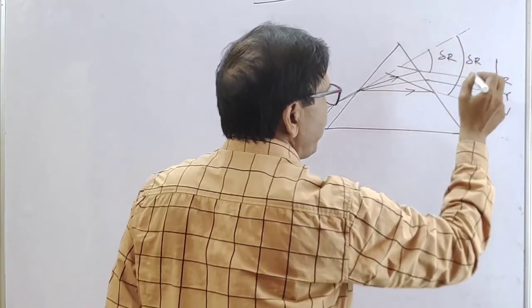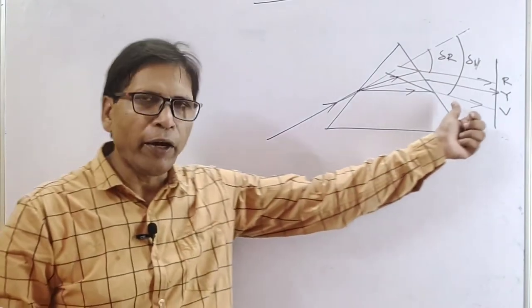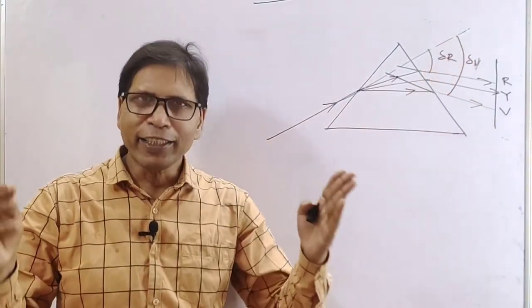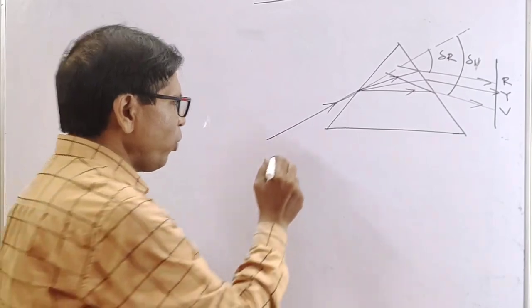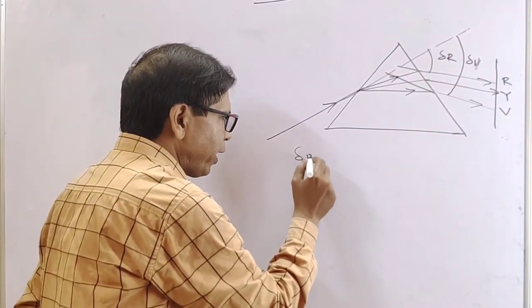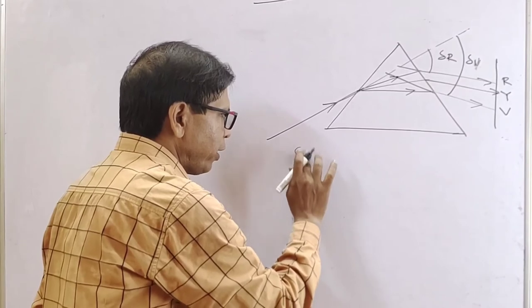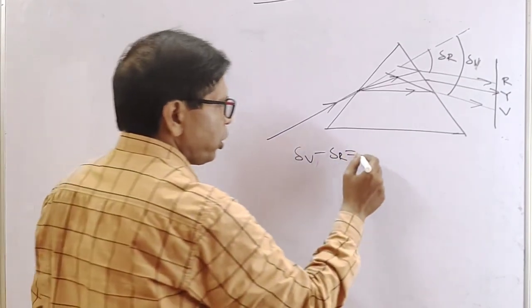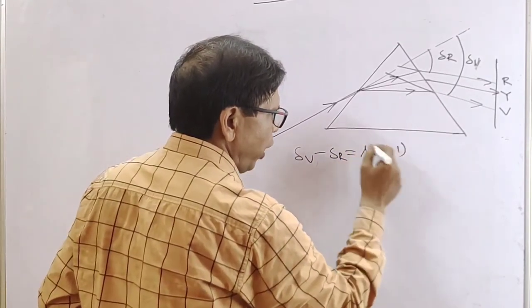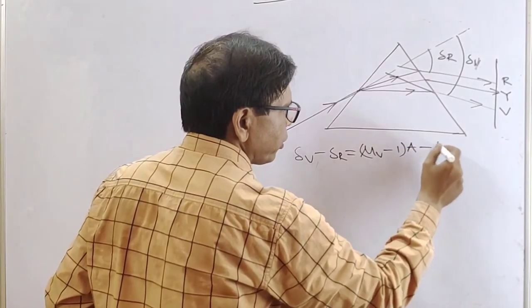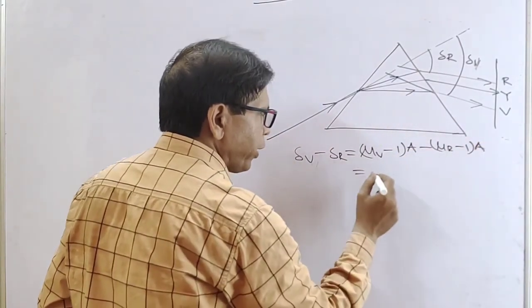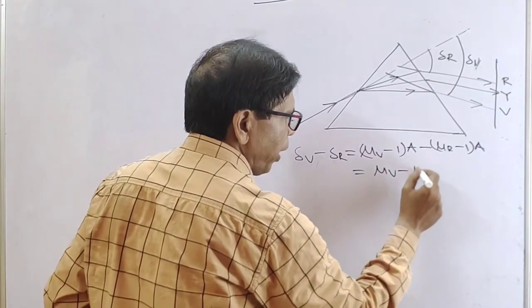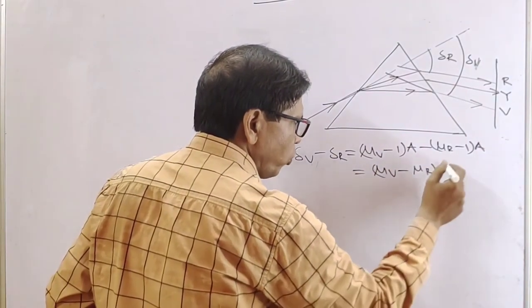The difference of deviation of violet and red color is called angular dispersion. So angular dispersion is delta V minus delta R. Delta V is (mu V minus 1) into A, minus (mu R minus 1) into A. So angular dispersion is (mu V minus mu R) into A.